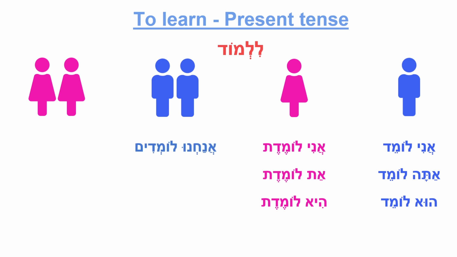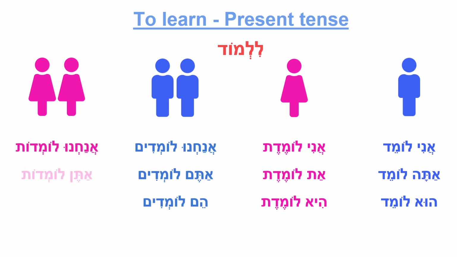אנחנו לומדים, אתם לומדים, הם לומדים. We study, you guys study, they study. אנחנו לומדות, אתן לומדות, הן לומדות. We study, you girls study, they study.